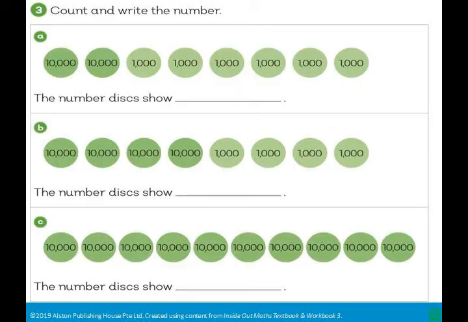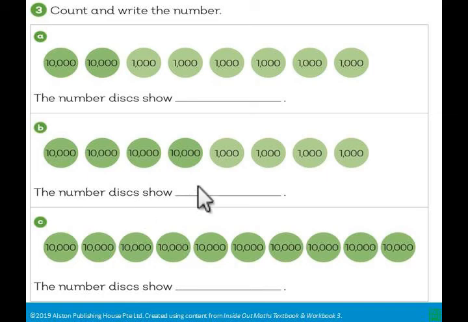Then next we have number three. Count and write the number. So how many discs? 10,000, 10,000, how many? How many 1,000 are there? So the number shown is letter B, we have 10,000, 10,000, 10,000. We have 40,000 plus 1,000, 1, 2, 3, 4, 4,000. So the number shown is letter E.